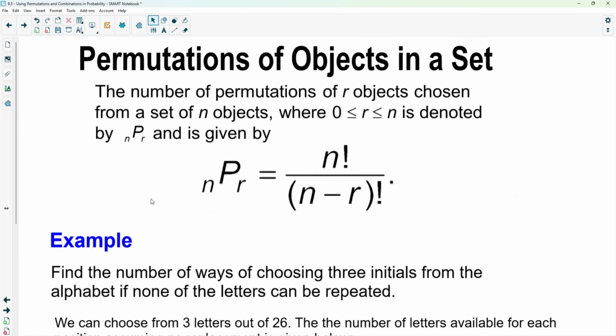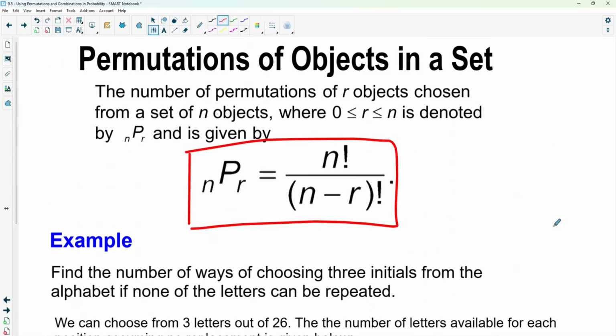And this is the formula that you're going to have to use. This one right here. This is the formula that you need to use. Write it down, because that's the one you're going to be using for the workbook. That's the one you're going to be using for the homework. This is the one that you're going to be using for the test. So this is the official formula for permutation.